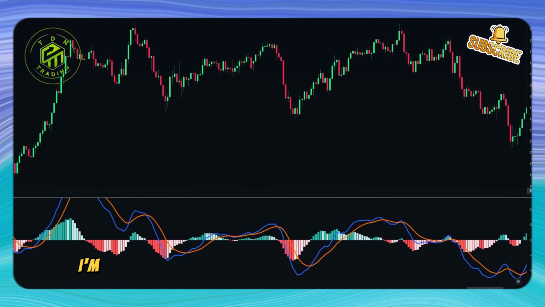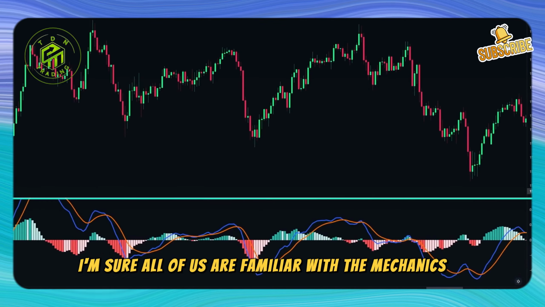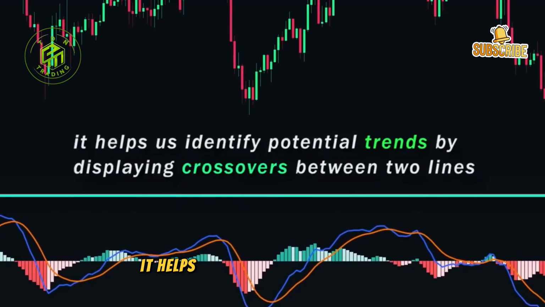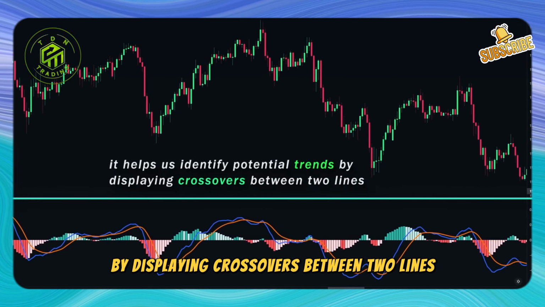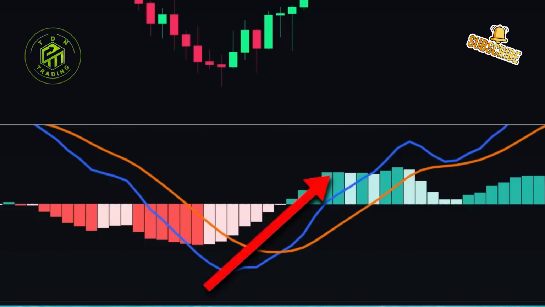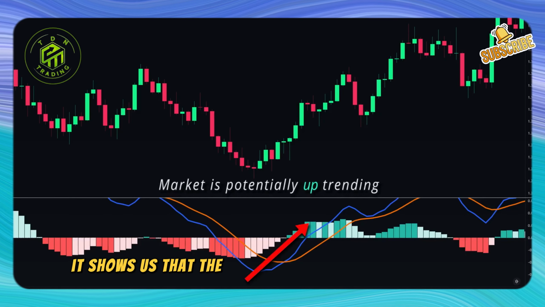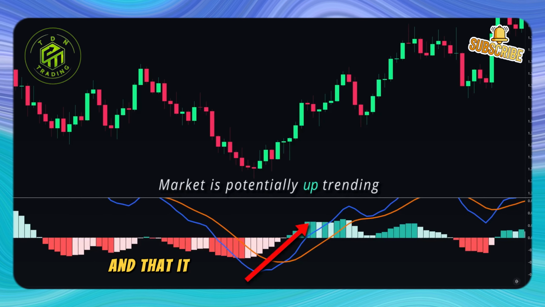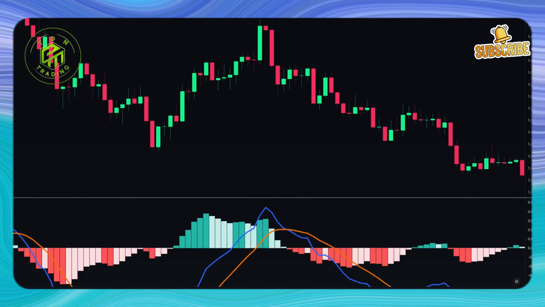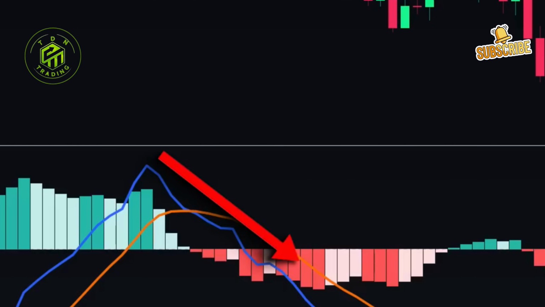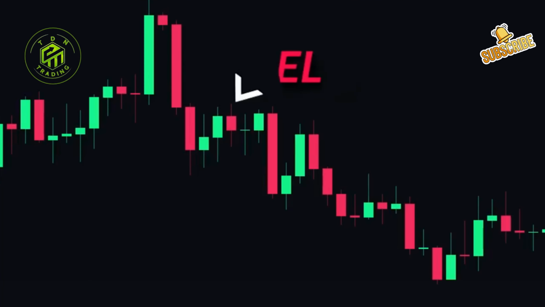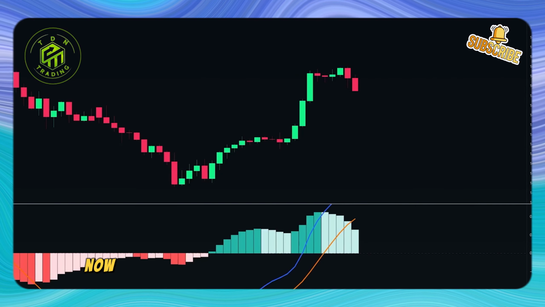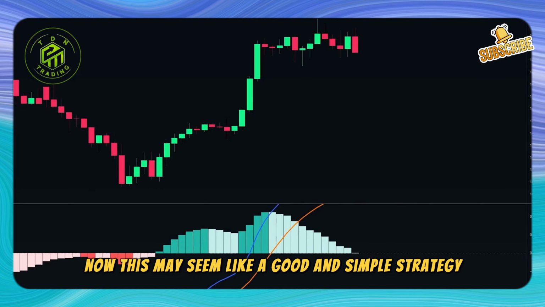So first, I'm sure all of us are familiar with the mechanics of the classic MACD. It helps us identify potential trends by displaying crossovers between two lines. If the blue line crosses above the orange line, it shows us that the market is potentially uptrending and that it would be a good buying opportunity. If the blue line crosses below the orange line, it shows us that the market is potentially downtrending and that it would be a good selling opportunity.